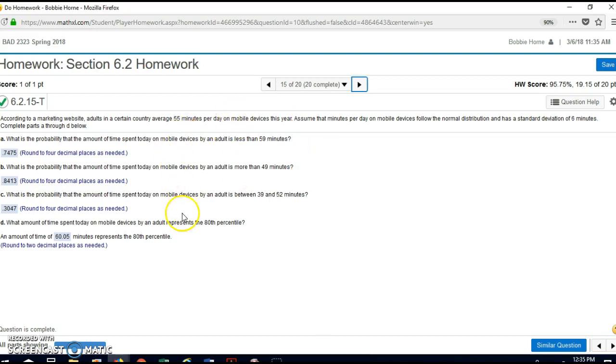So I think this one is basically the same thing that we have been doing. You have your mean and your standard deviation. You just put it into StatCrunch.